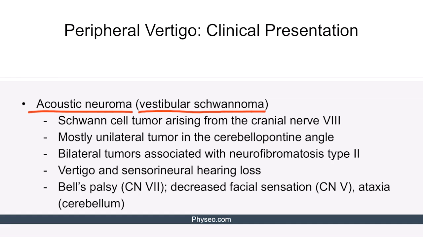Acoustic neuroma can cause vertigo and sensorineural hearing loss due to involvement of the vestibular and cochlear segments of the cranial nerve 8, respectively. Acoustic neuroma can compress the adjacent structures, causing various symptoms.